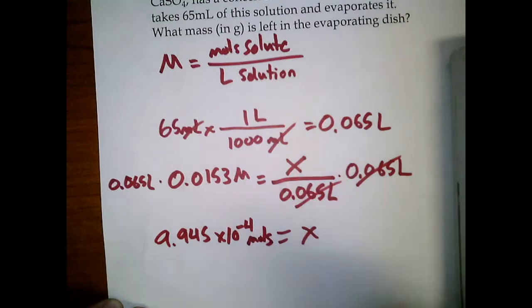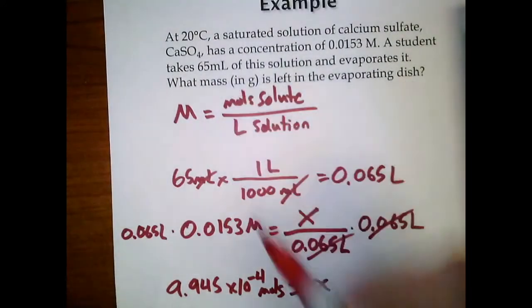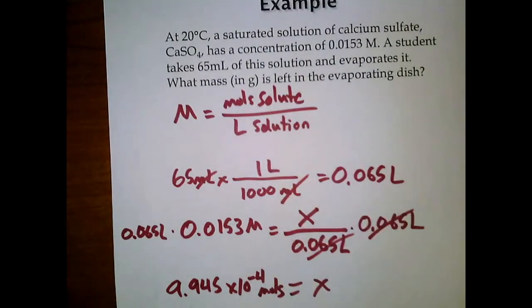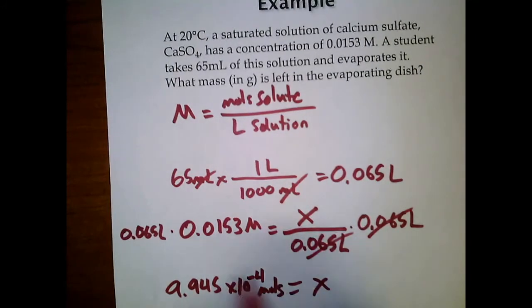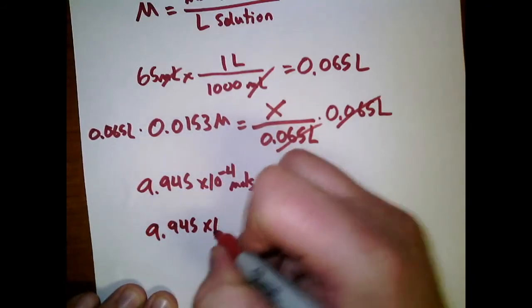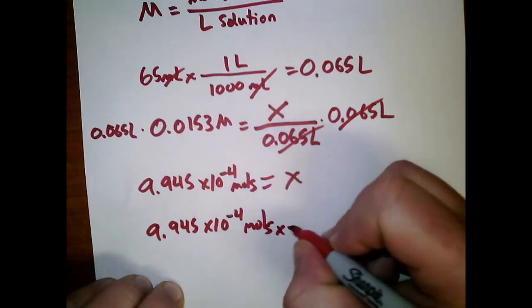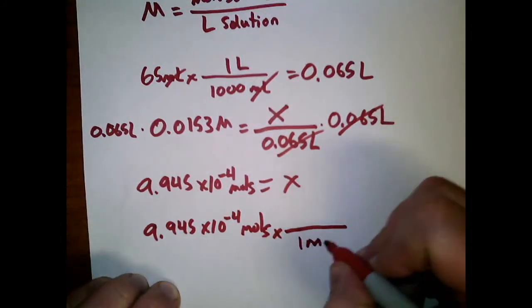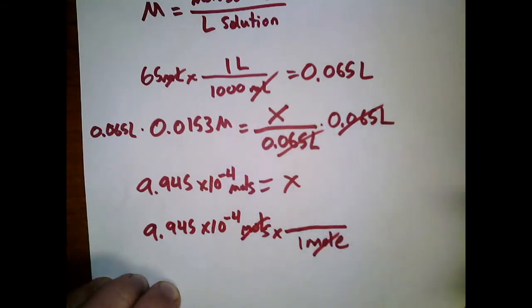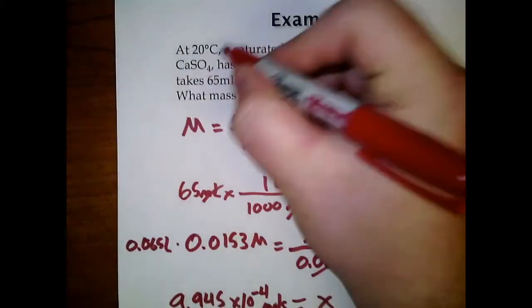Moles. Now, why am I not rounding this? It's because I'm actually not done with the problem. If you look up here, it asks for mass, not moles. So my last step here is to convert these moles into how many grams it is. So I'm going to take this answer here, 9.945 times 10 to the power of negative 4 moles, times it by a ratio. 1 mole on the bottom this time, so it cancels, and then I need the molar mass of the calcium sulfate, CaSO4, on top.